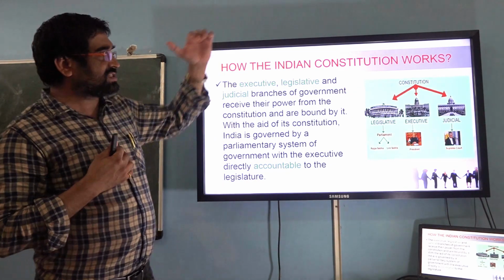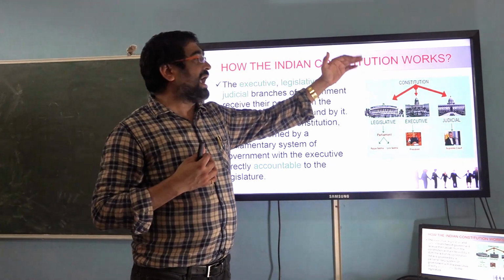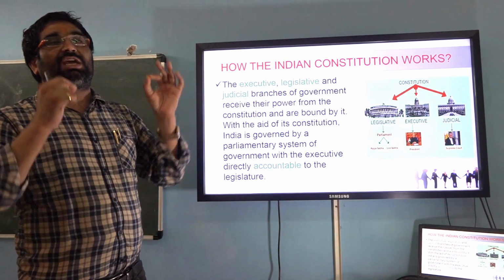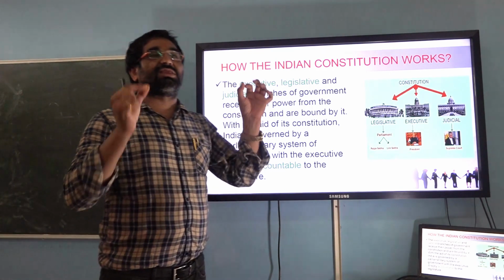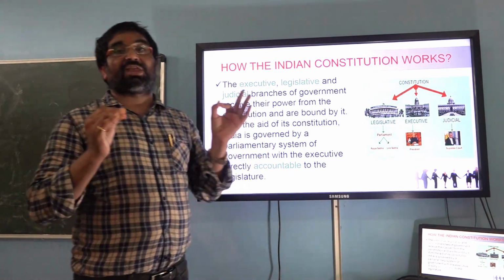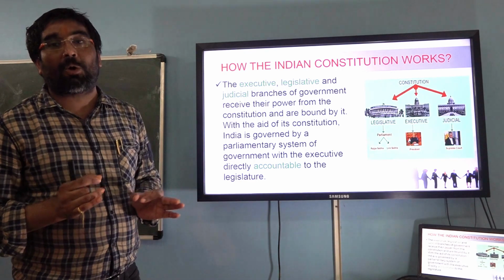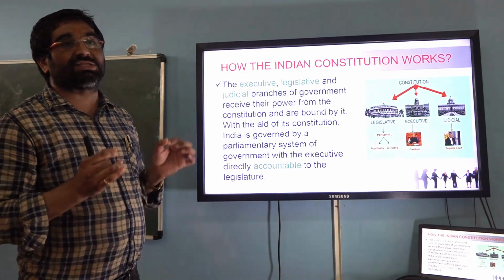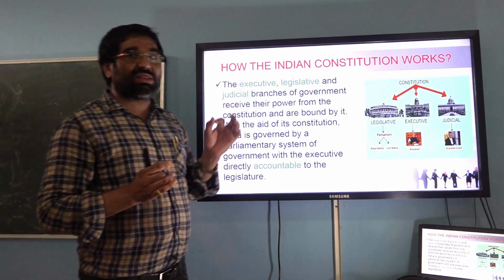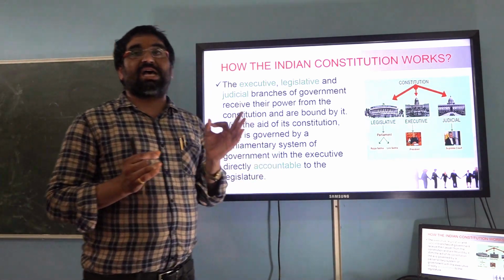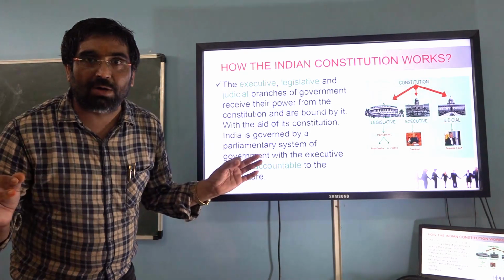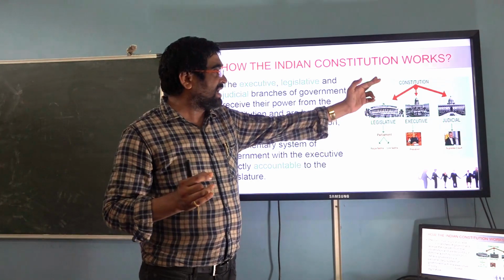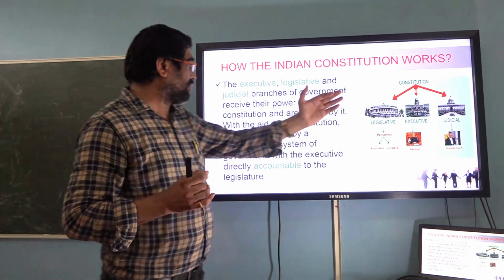Our constitution is supreme, and all these institutions get their power from the constitution. Dear students, if you remember in the first chapter of history, in the French Revolution, we saw the book The Spirit of Laws, written by Montesquieu, who gave the principle of division of power. That is a power balance, and this system works according to that.